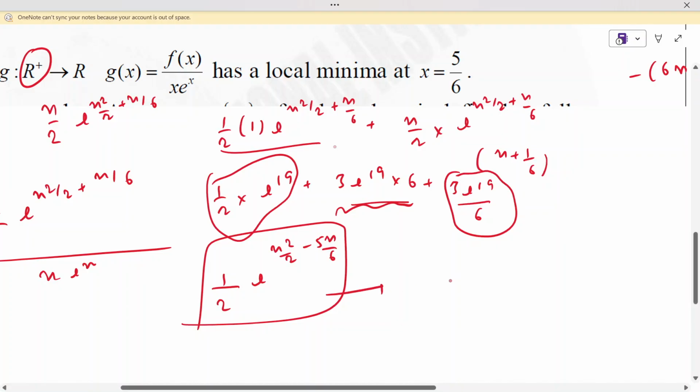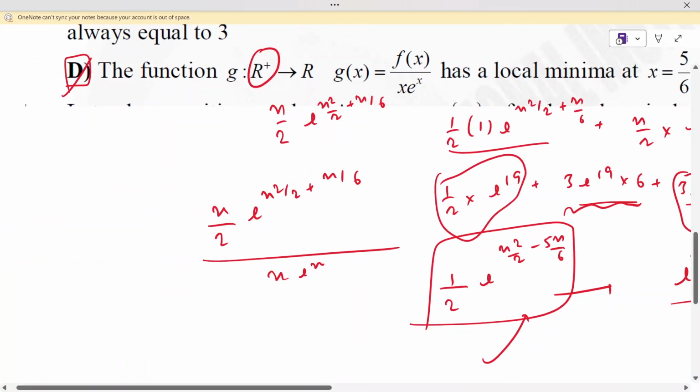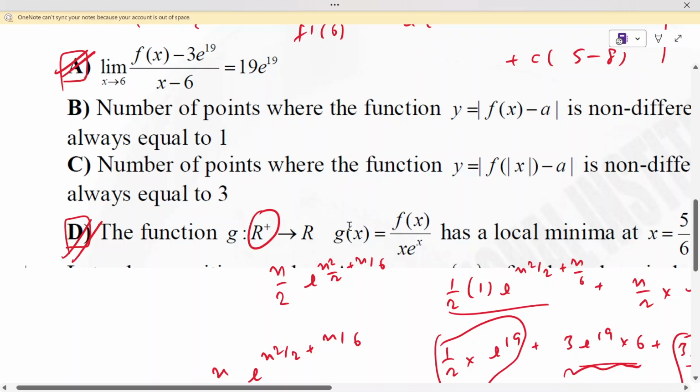So its derivative will be what? Its derivative will be e की power x square by 2 minus 5x by 6 upon 2 into x minus 5 by 6. So there is only one point now that is coming out to be what? Derivative 0, that is what? And maximum is of course infinity. Now this function. Maximum तो infinity चला जाएगा ना, e की power infinity will be infinity, right? So ये तो पक्का minima ही होगा ना then? x 5 by 6 is what? Local minima. That is correct? So A and D is correct for sure.